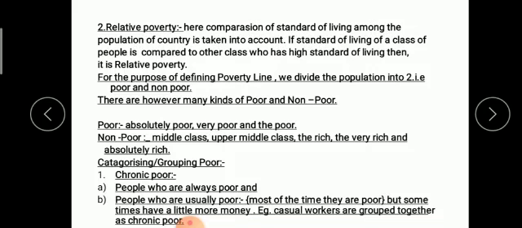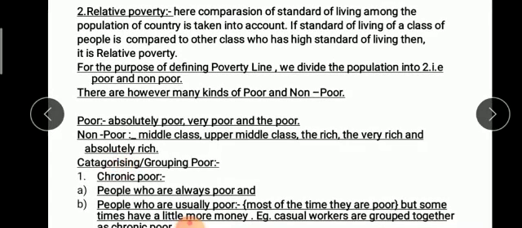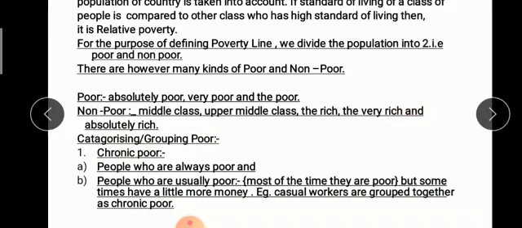We divide the population into two: poor and non-poor, garib and not garib. There are, however, many kinds of poor and non-poor. The poverty line divides the people into poor and non-poor, and there are categories within the poor and the non-poor also.